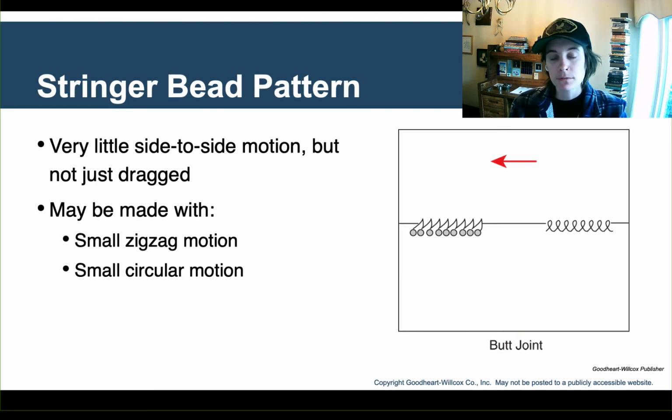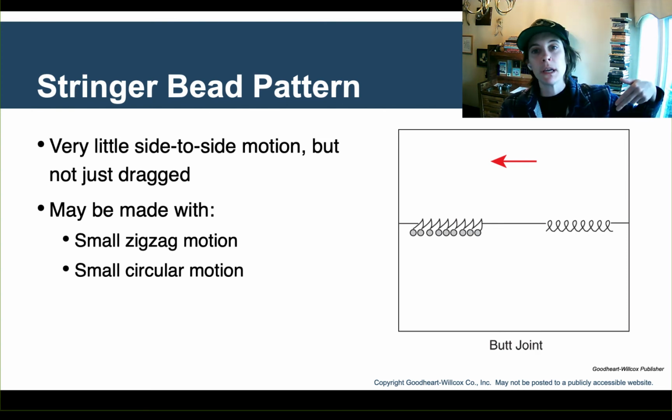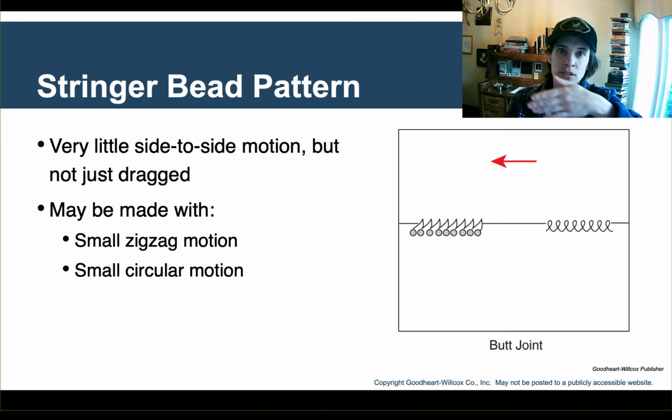And then bead patterns. Obviously you've worked a little bit on this, but here is just a little more information to think about as you're working on getting your weave to look nice. So the stringer bead pattern is similar to stick welding. It's just very little side-to-side motion. But in MIG, you don't just drag it. You still have some side-to-side motion, it's just smaller with a stringer bead. And it could be a circular motion or a small zigzag motion. These are just different ways to think about it in your head, and one or the other might click a little better for your hands as you're moving.